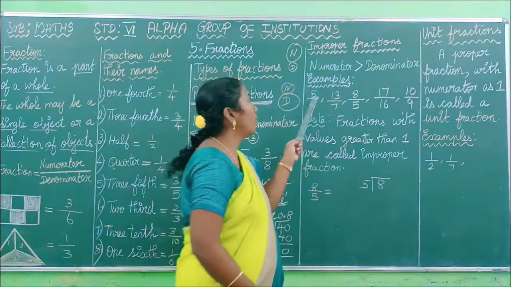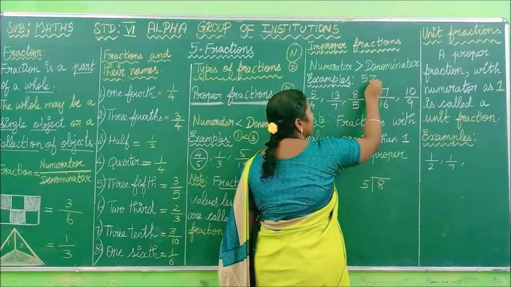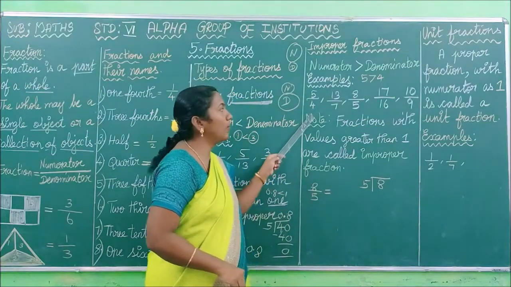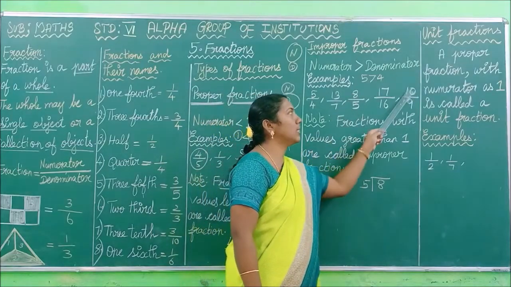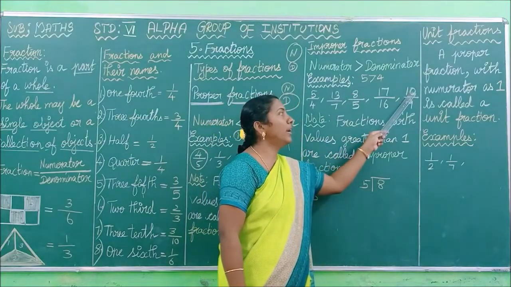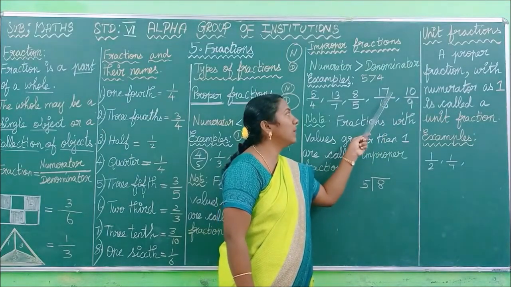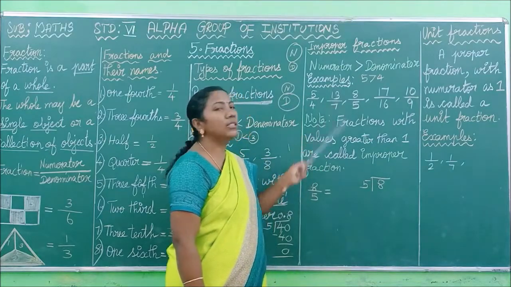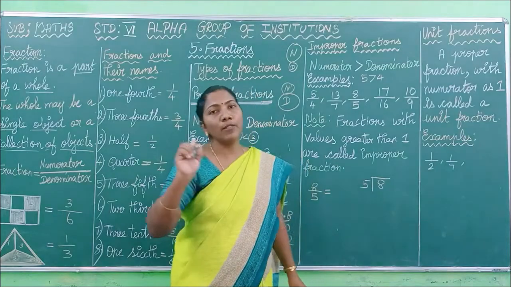See here, 5 by 4. See, 5 is greater than its denominator 4. So we can call it an improper fraction. Similarly, 13 by 7, 8 by 5, 17 by 6, 10 by 9. See, all the numerators are bigger than their denominators. 17 is bigger than 6, 8 is greater than 5, 13 is greater than 7. So we can call these fractions improper fractions.